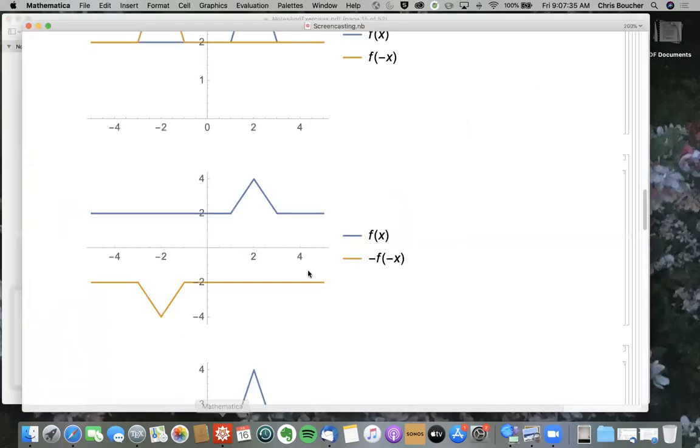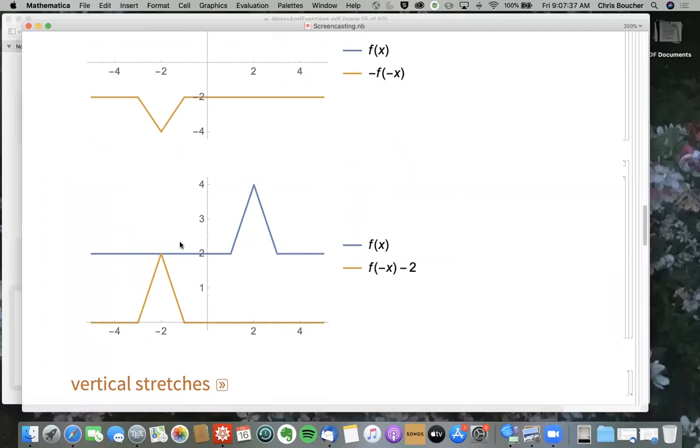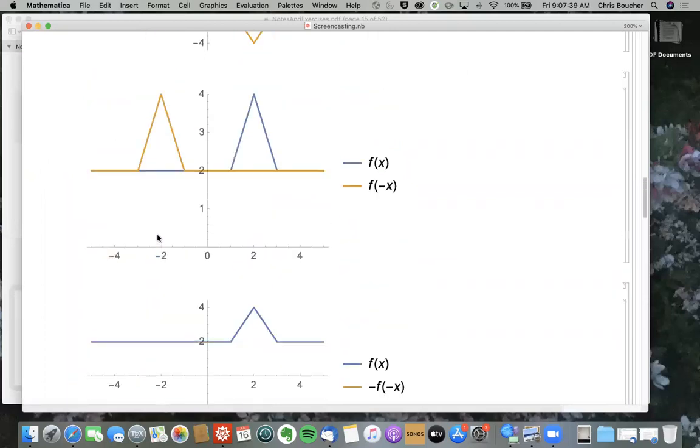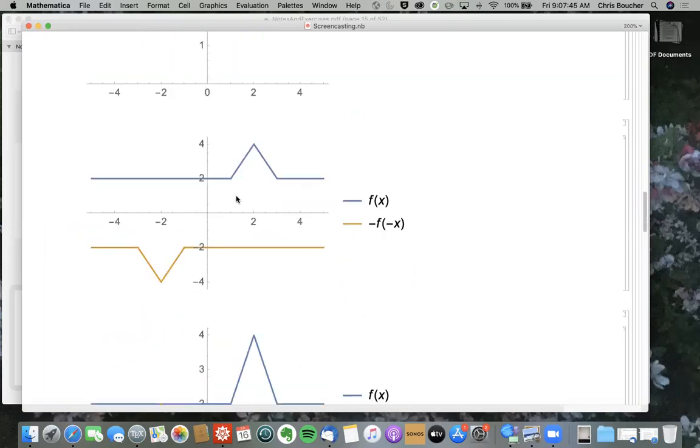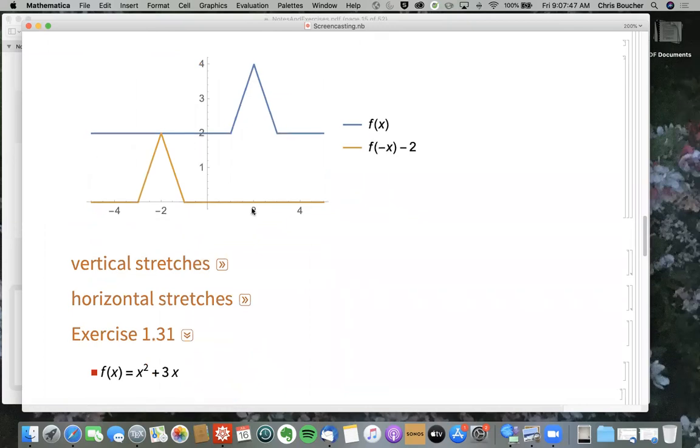So what I'm going to do is reflect first through the y-axis. That's going to give me this orange curve up here. And then when I take this orange curve and shift it down 2 units, what I get is this picture right here. So that's the blue curve reflected through the y-axis and shifted down 2 units. Okay, so that's good for reflections.